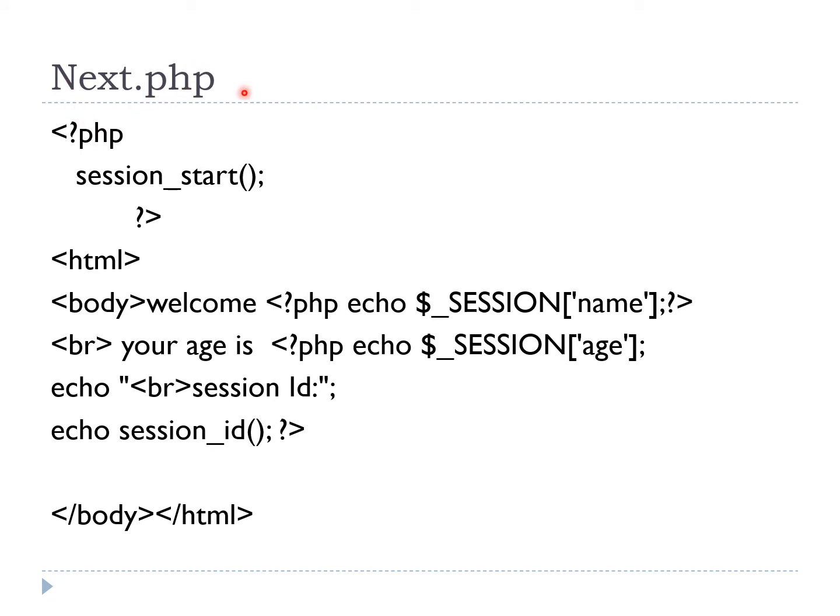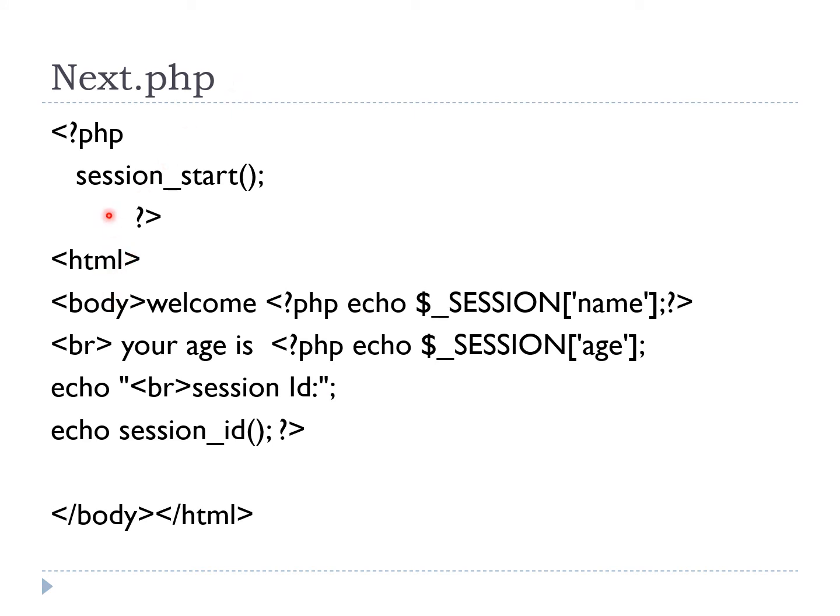This is the code for the next.php web page. Here also the first tag is a PHP tag with the function session_start. This means this page is also accessing the session data. In the previous page, first.php, we started the session and assigned two session variables, name and age. Name contains the data JAWS and age contains the data 30. Inside next.php, the function session_start is also there, so this page also has the privilege to access the session data.